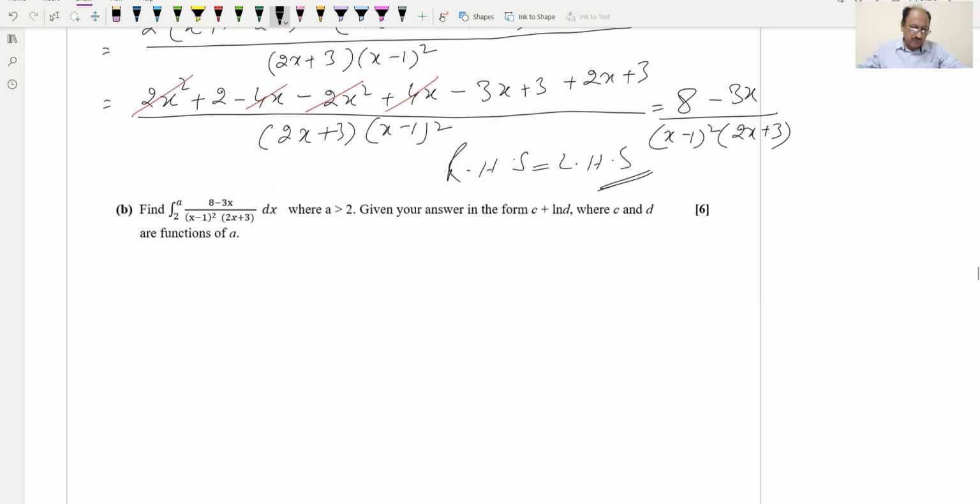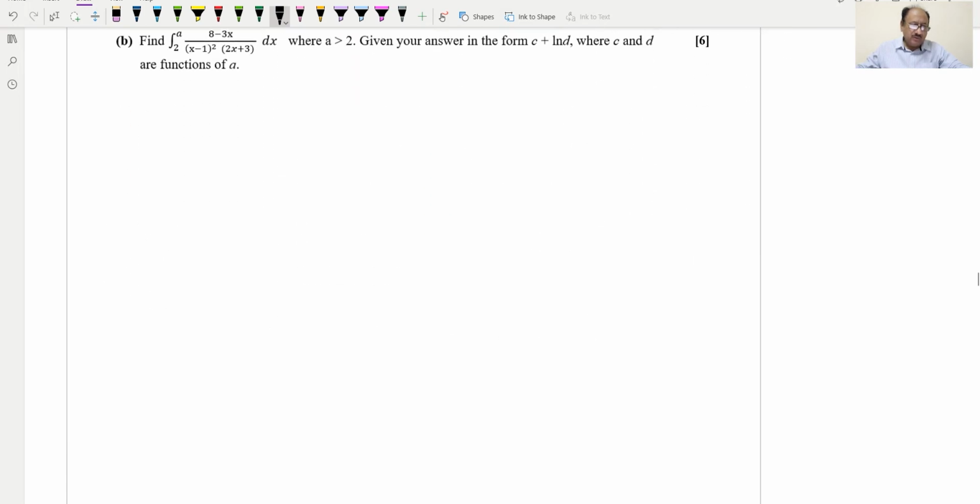So this is done. Now the same question, question number 7, B part. B part says find this integral, where a is greater than 2. Give your answer in this format, where c and d are functions of a, and this is a 6 mark question.